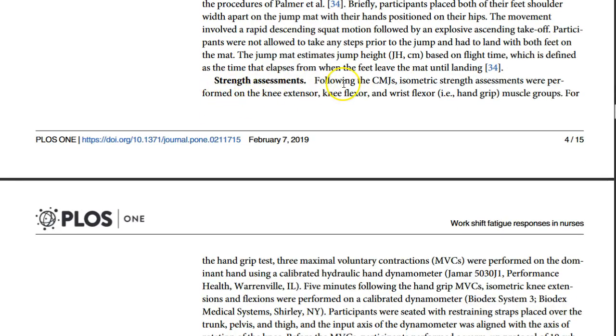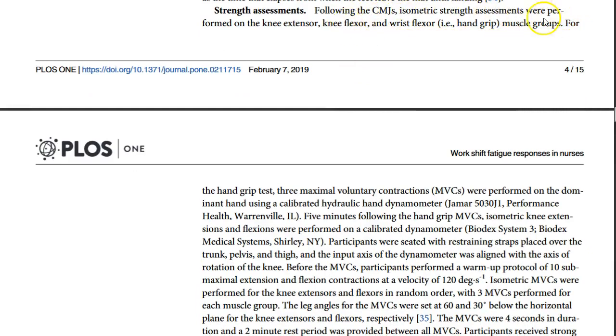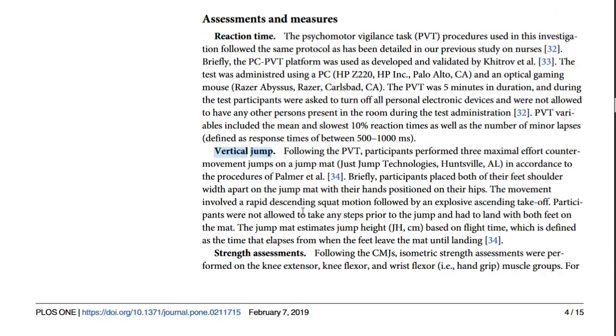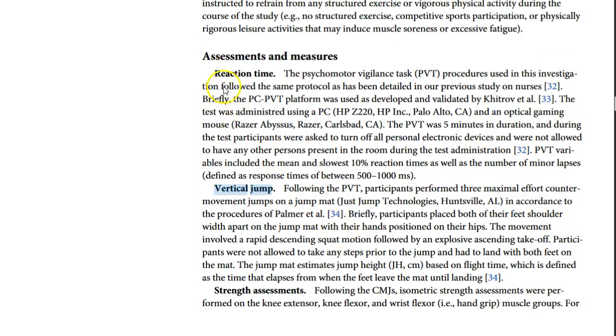And then they did various strength assessments, and they followed the isometric strength assessment protocol, and these were performed on the knee extensor, knee flexor, and wrist flexor, which is hand strength. So what they were doing there is they were measuring how strong a person's knee was, extending and flexing, and then also did grip strength. So all of these measures are numerical. The reaction time, because they're counting the number of lapses, could be considered possibly discrete, or it could be considered continuous, although you can't have half a lapse. It's whole numbers only. Vertical jump and strength assessments are very clearly going to be continuous measures.